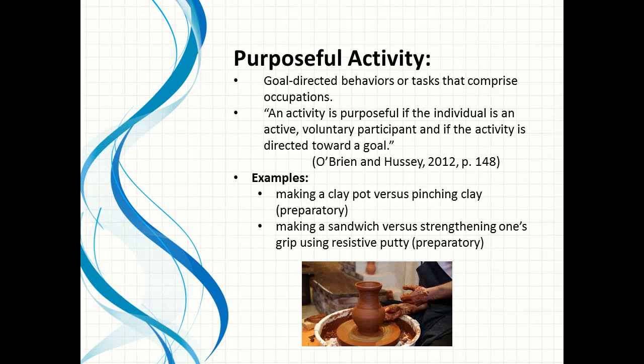So what is purposeful activity? According to your textbook, purposeful activity is goal-directed behaviors or tasks that comprise occupations. Examples of purposeful activity include making a clay pot versus pinching clay. Making a clay pot is purposeful activity. Pinching clay is a preparatory activity. Making a sandwich versus strengthening one's grip using resistive putty such as TheraPutty. Making a sandwich is a purposeful activity, while using resistive putty to strengthen your grip is a preparatory activity.